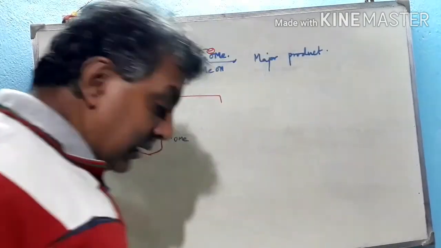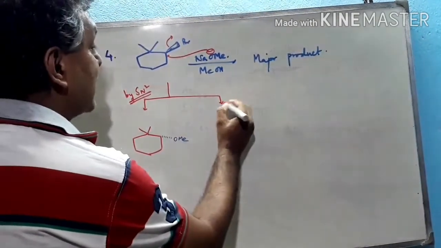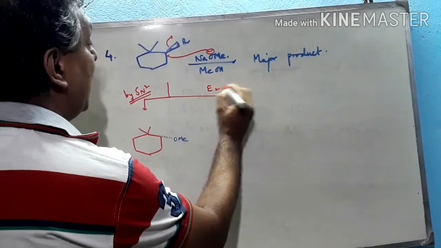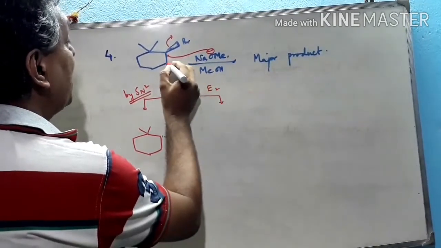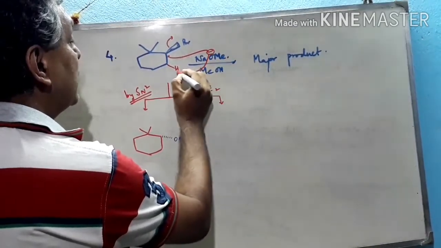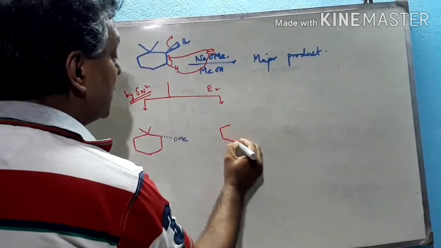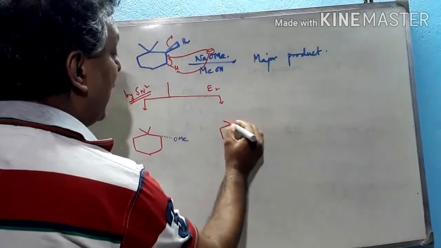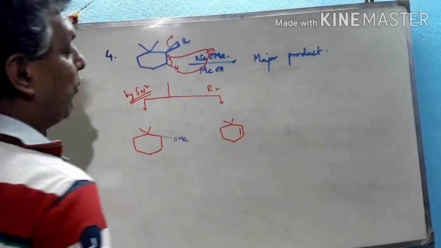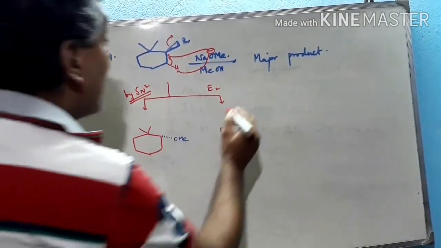And if the reaction goes through an elimination process by E2 mechanism, then this hydrogen atom attached to this center will be eliminated. It forms a double bond here, liberates this, and forms an alkene like this, cyclohexene. It forms this. But among these two products, what will be the major product?